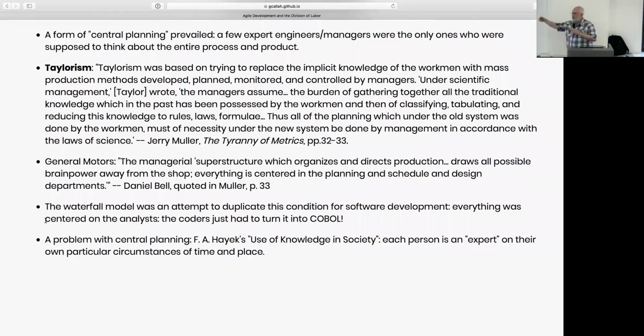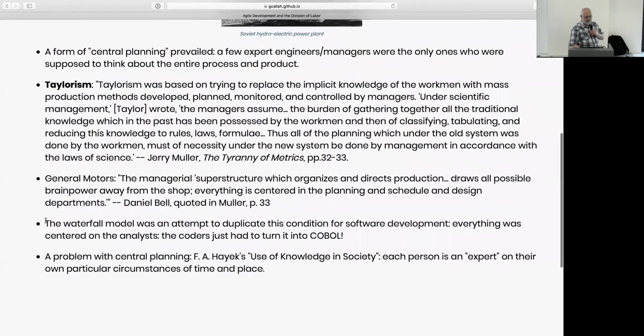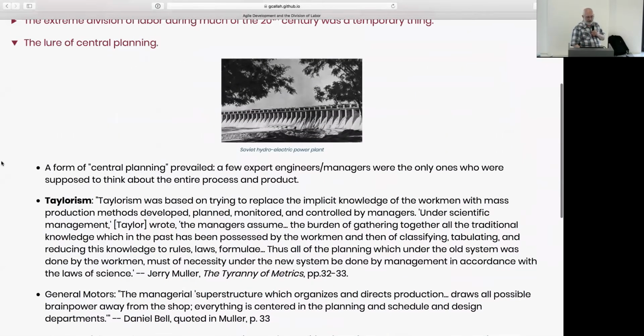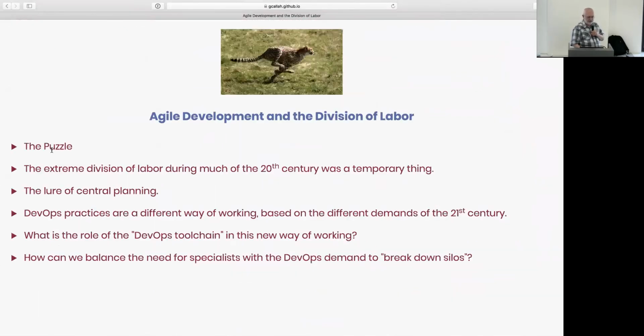In the mid-century, the weakness in these ideas was already becoming apparent. I cite F.A. Hayek's essay, The Use of Knowledge in Society. He makes the very important point that every person is an expert on their own circumstances of time and place. And what we had was people trying to get around this.